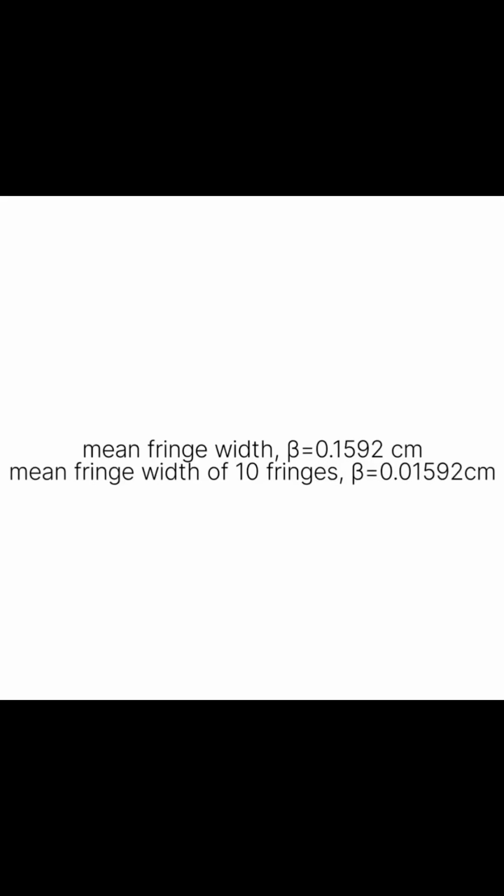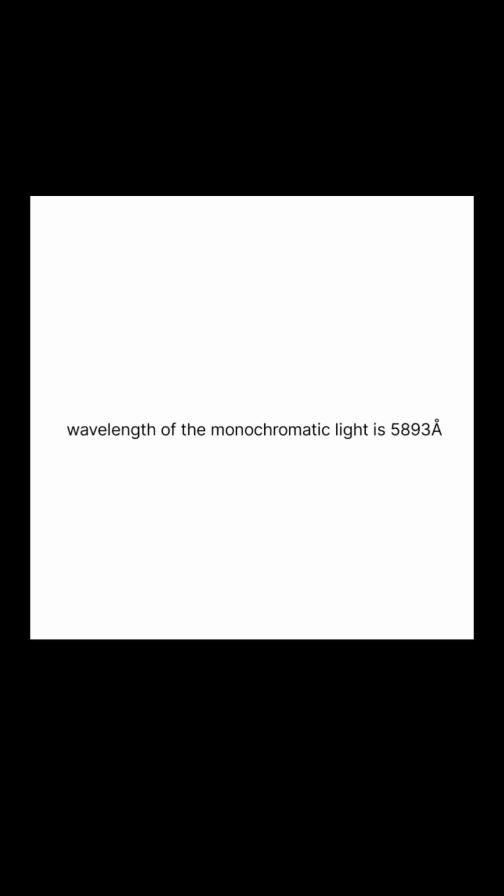Let's move on to the calculation part of the experiment. By performing as instructed, we will get the required readings to do calculations. Now, from table 1, we have mean fringe width beta equals 0.1592 centimeters, and mean fringe width of 10 fringes beta equals 0.01592 centimeters. From table 2, we have determined the distance between the edge of the contact of glass plates and the paper, that is L equals 3.856 centimeters. We know that the wavelength of the monochromatic light lambda equals 5893 Angstroms.